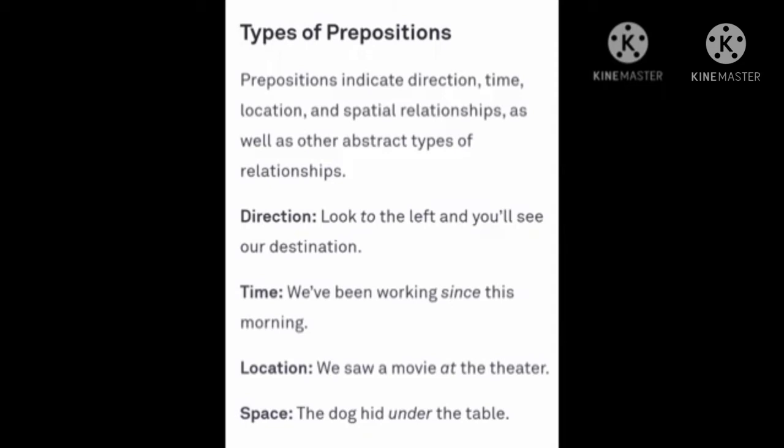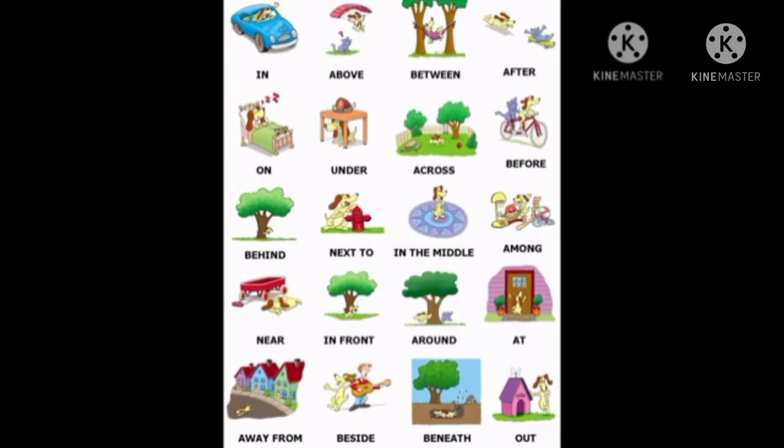Location. We saw a movie at the theater. At is a preposition of location. The dog hid under the table. So it is showing a space. Under is a preposition of space. Let me now take you to another image. This is an image of our friendly dog here and the different prepositions where that noun dog is placed.